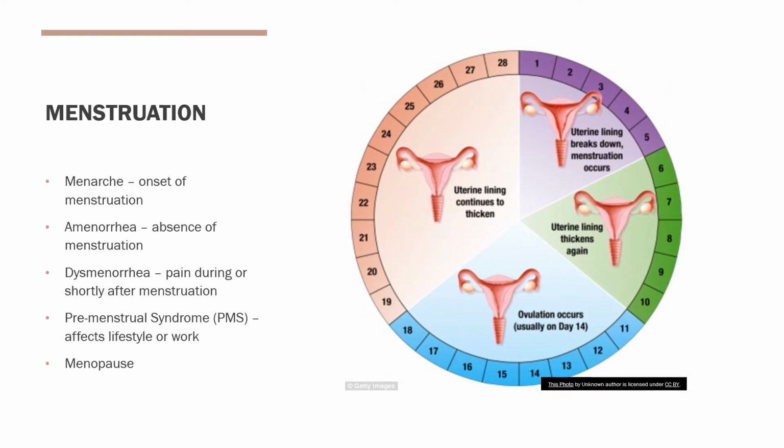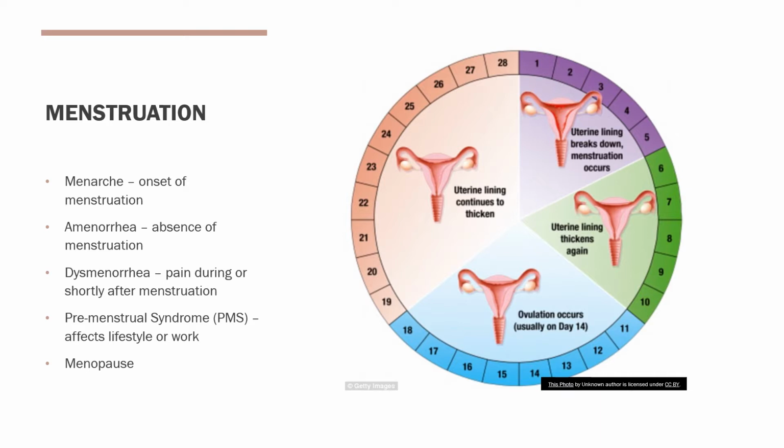So the first 5 to 7 days of the cycle is menstruation, when menstruation occurs due to the uterine lining breaking down. After that period of time, the uterine lining thickens again, followed by your ovulation, usually around day 14. So this is halfway through the cycle. And then your uterine lining continues to thicken until it breaks down again.